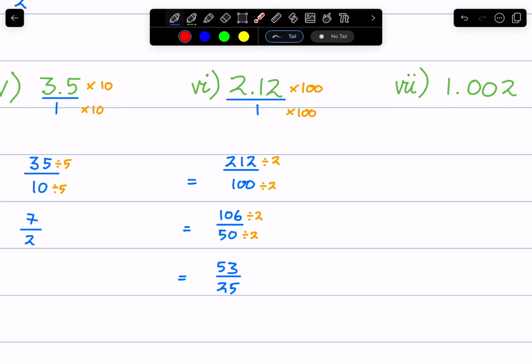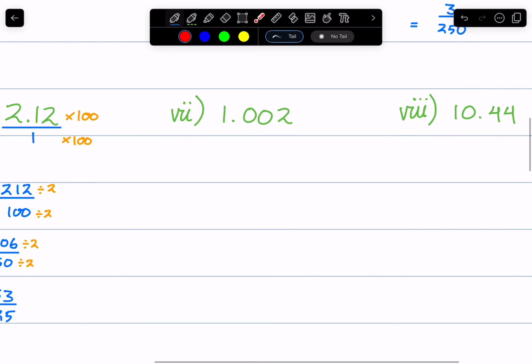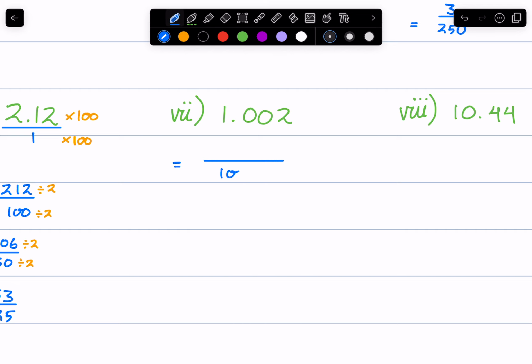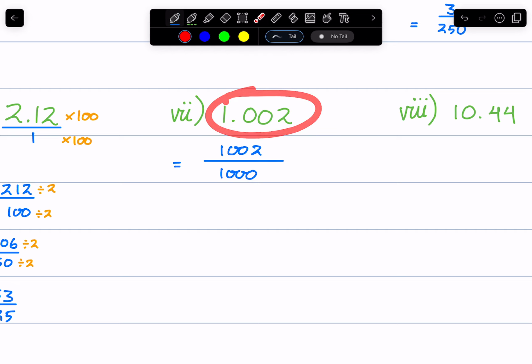All right, let's move to the next one. Now, just to shortcut or get past this step here, the easier way to think of this is you look at the smallest decimal position, so tenths, hundredths, thousandths. So because the thousandths is the smallest decimal, we know it's going to be over 1,000, and the numerator is this decimal as a whole number, so 1002.